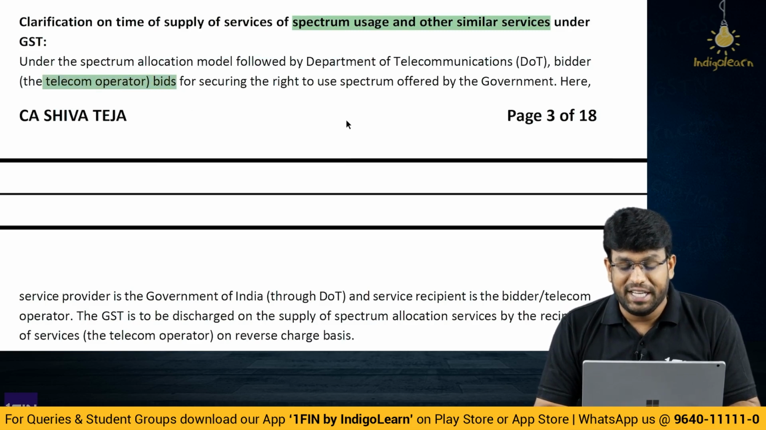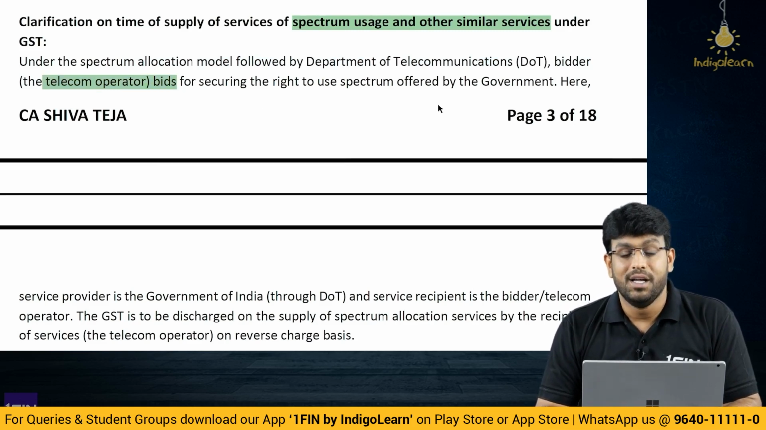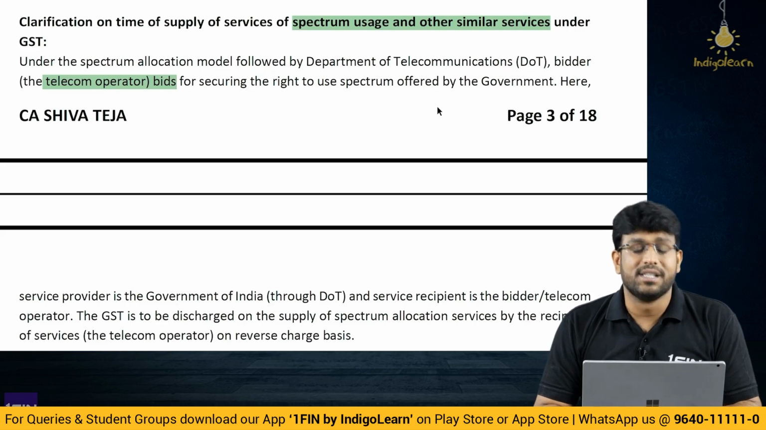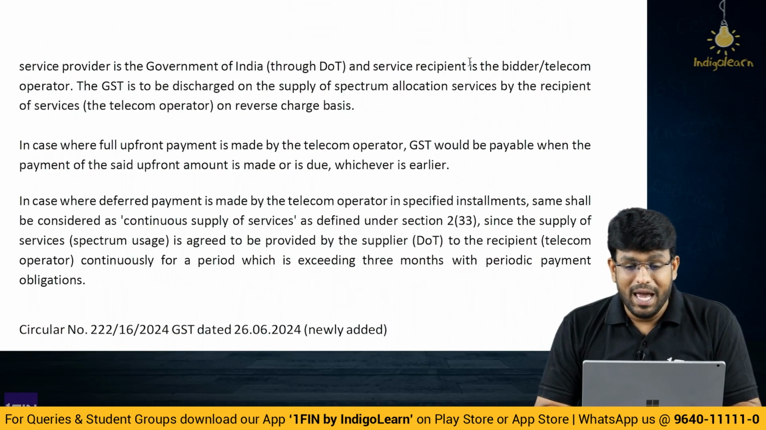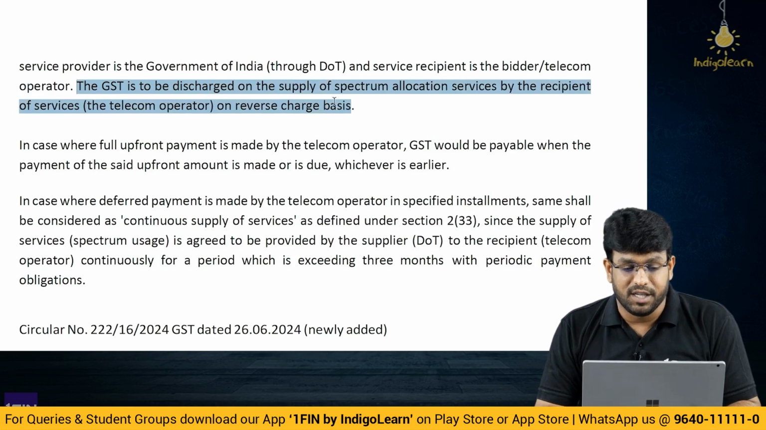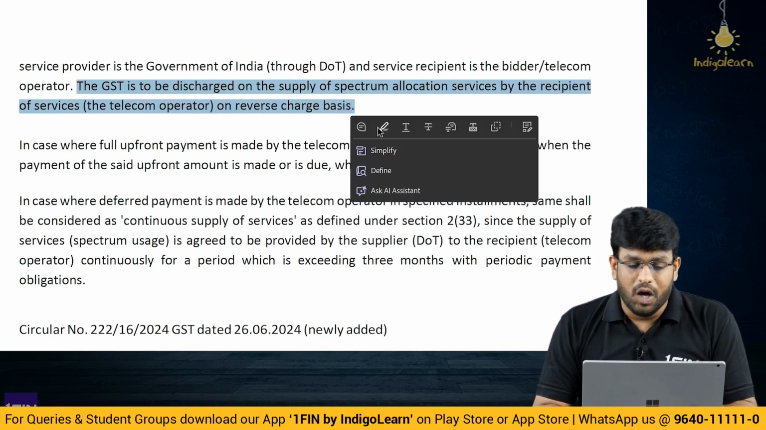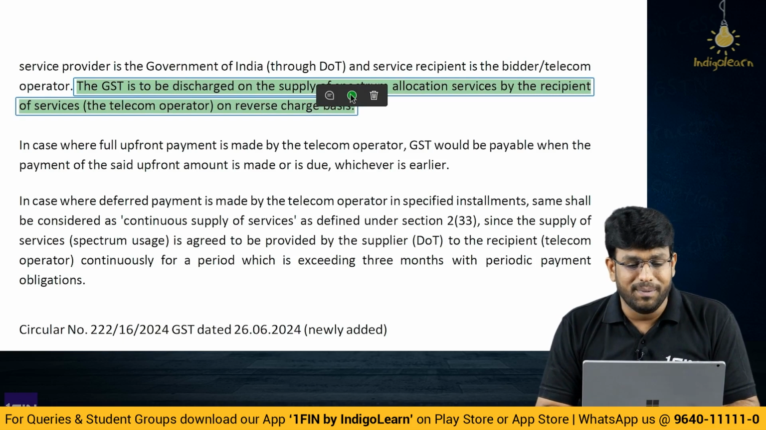bid for securing the right to use spectrum offered by the government. That means the supplier is the government, and the recipient is the telecom operator. Here the service provider is the Government of India and the recipient is the telecom operator. GST is to be discharged on supply of spectrum allocation service by the recipient of services on reverse charge basis. Obviously, my dear friends.